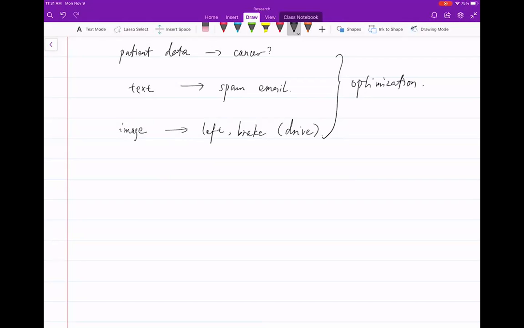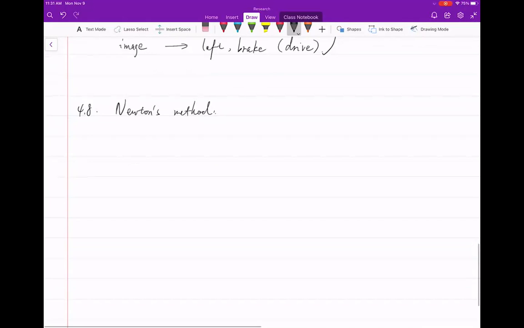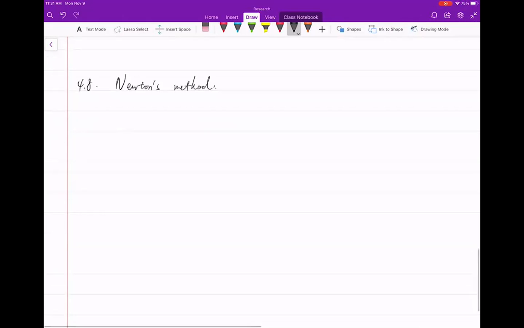All right, that's all we have for optimization. 2 more sections, and this chapter is over. Newton's method. What is Newton's method? It's a method to solve equation like this.